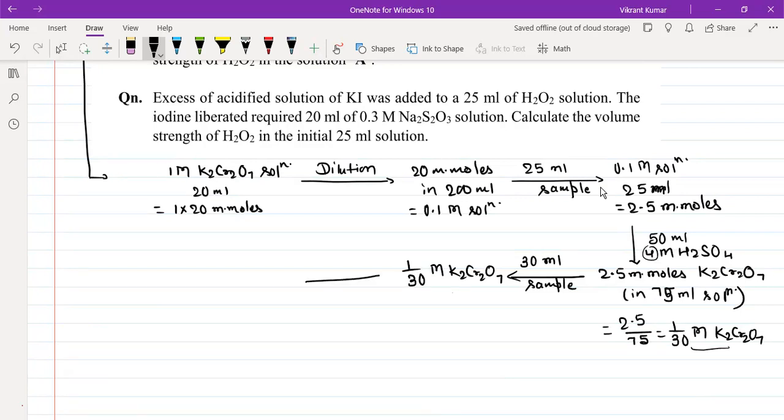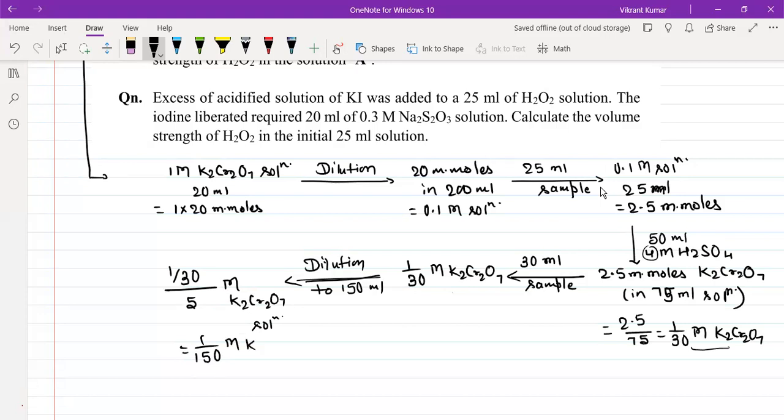अब इसका बोलना है कि it was being again diluted to 150 mL. So we'll write again we are doing the dilution to 150 mL. That means we have made the volume 5 times again. और अगर volume 5 times किया है, then we'll be getting 1/5 concentration of the initial. So that's why we'll say 1/30 was the initial, divided by 5 times will be the final concentration of K2Cr2O7 solution. And that's why in this solution we have got 1/150 M K2Cr2O7. Is it okay?